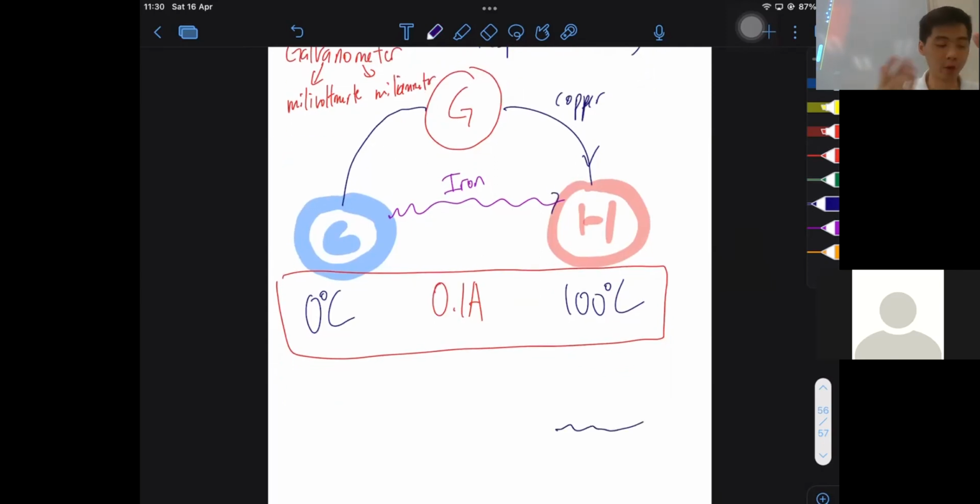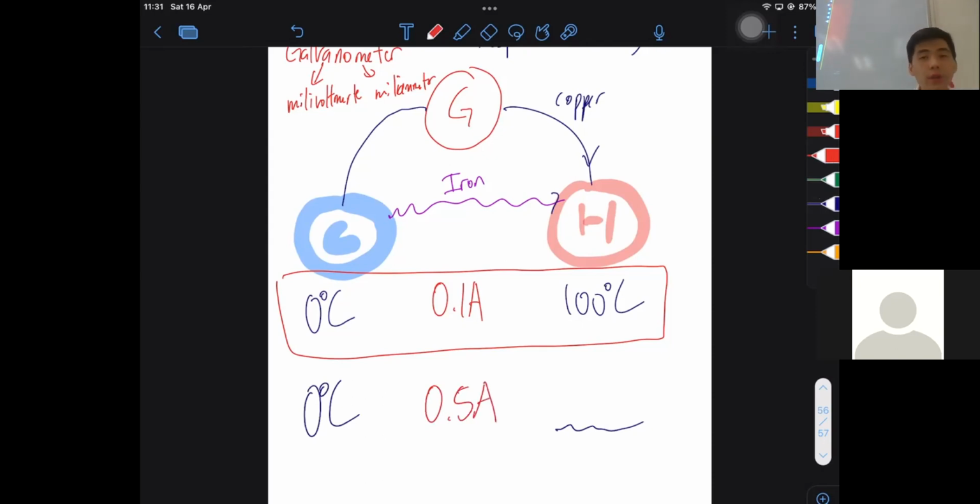And then of course, I'll still keep the cold junction at 0 degrees Celsius because I can only have one variable that is changing, right? I don't want to change both things. If not, I will not know where my point of reference is. Let's say right now, when I put the two copper and iron metals into the super hot junction, and I put the other two sides into the cold junction, which is 0 degrees Celsius, this galvanometer gives me a reading of 0.5 amperes.